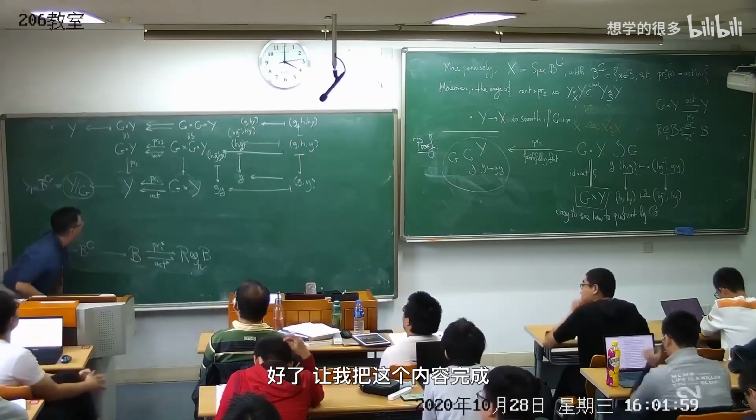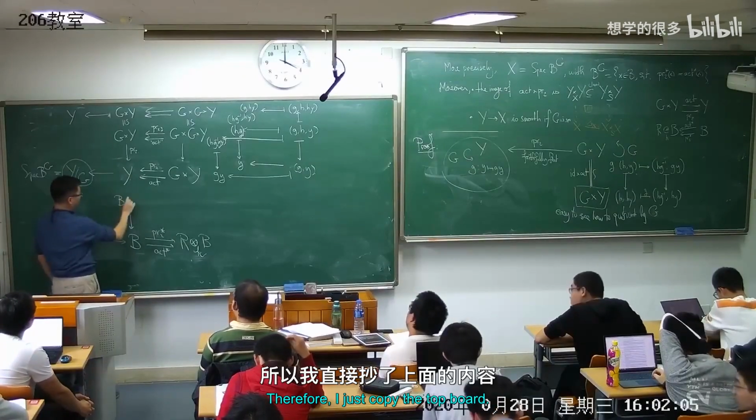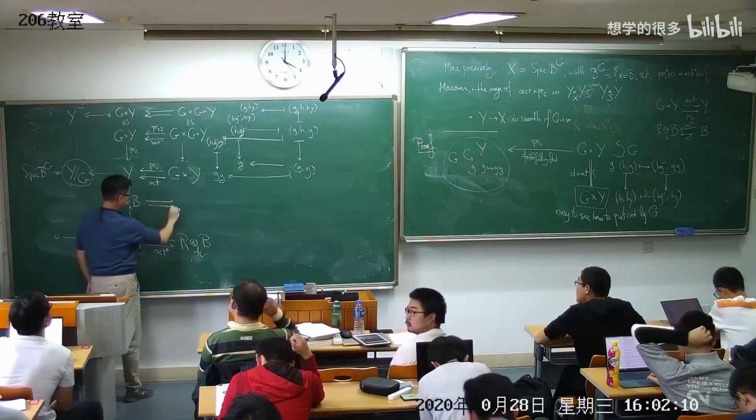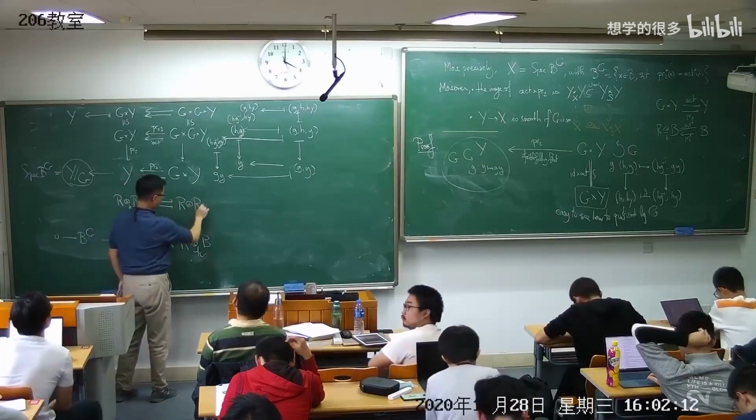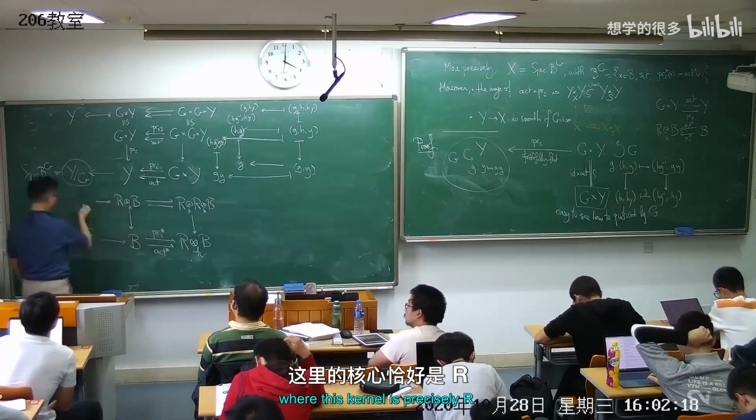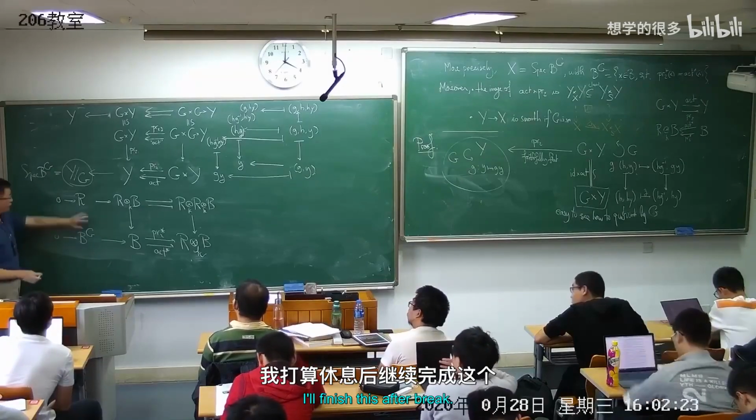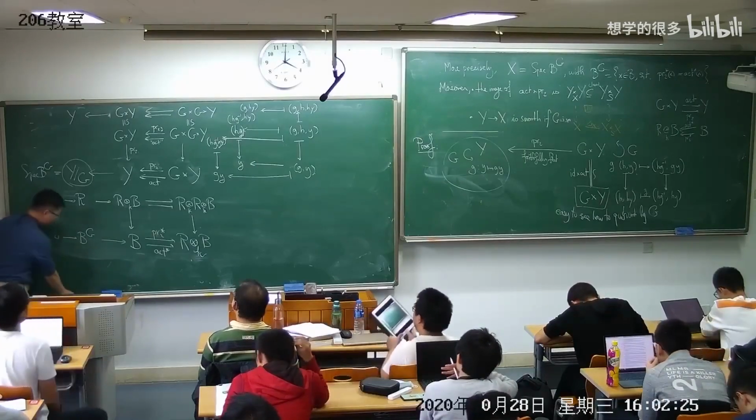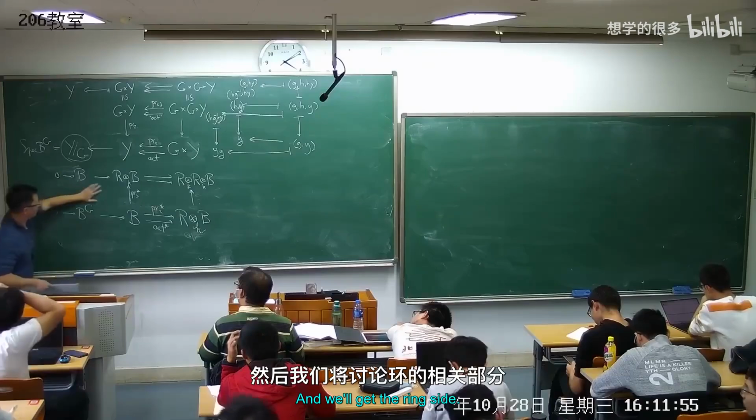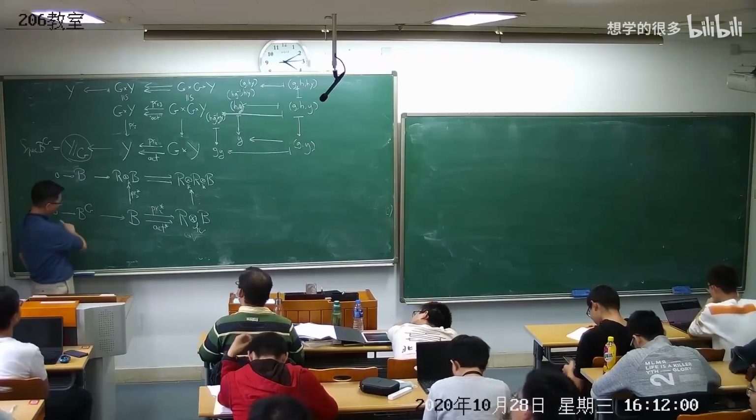And now, let me finish writing this thing here. Therefore, I just copy the top board. So I end up getting a diagram like so, where this kernel is precisely R. Okay. I'll finish this after the break. And we will get to the ring side.